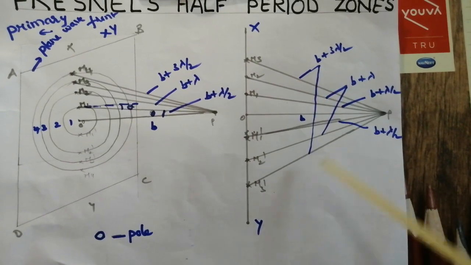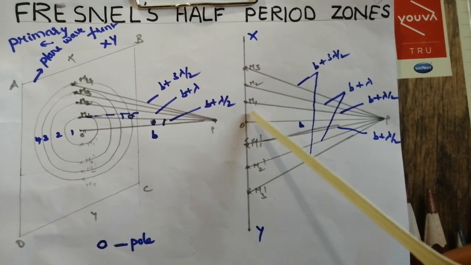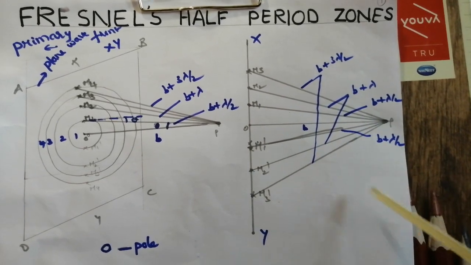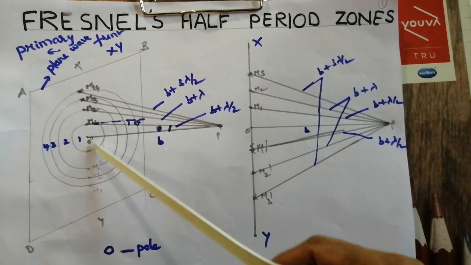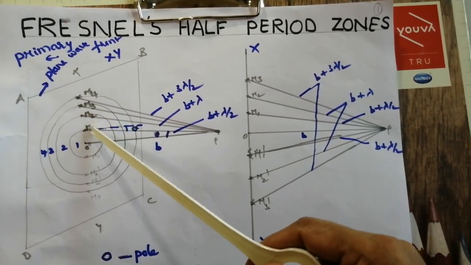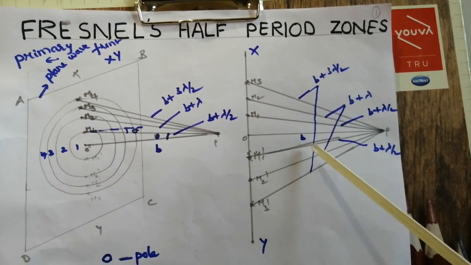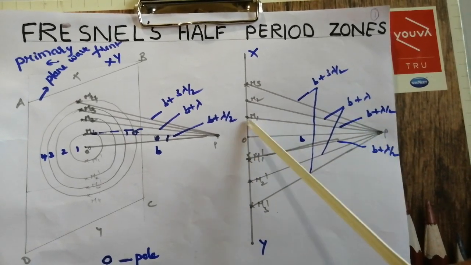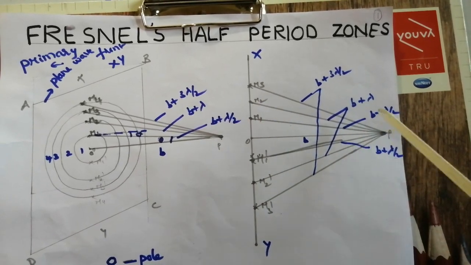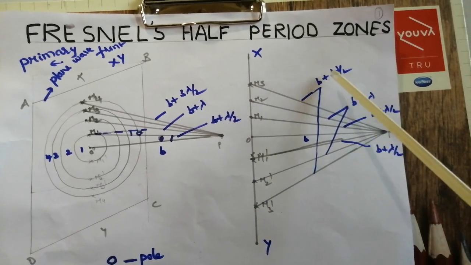XY is the plane wavefront, P is the point on the screen, O is the pole, and we can divide this into half period zones. We can show it like this. M1, M2, M3 are the points on the upper region. M1 dash, M2 dash, M3 dash are the points in the lower region. So M1 dash P and M1P are the same, B plus lambda by 2. M2 dash P and M2P are the same, B plus lambda. M3P and M3 dash P are B plus 3 lambda by 2.